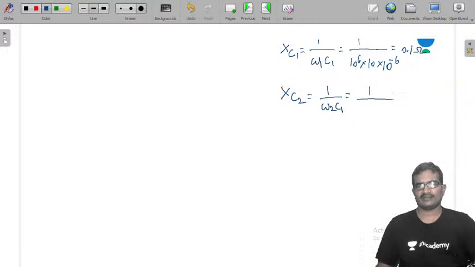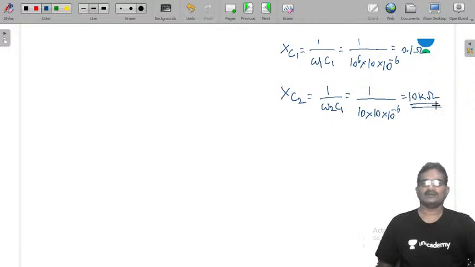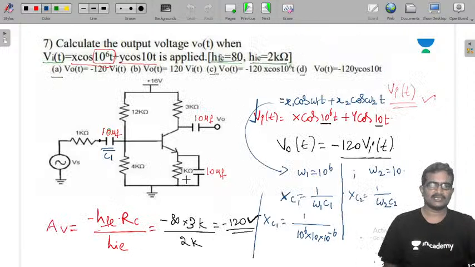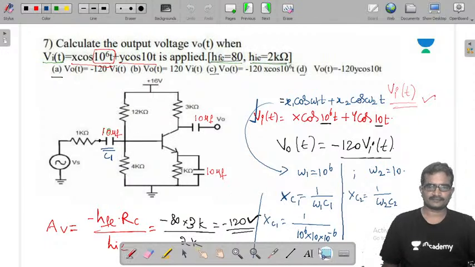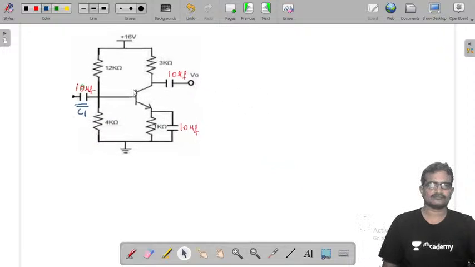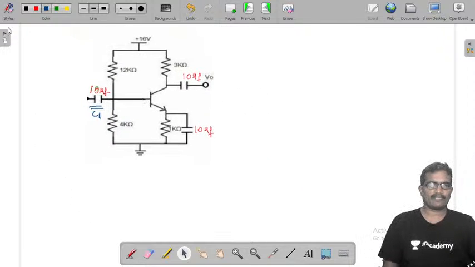Now 1 by omega 2, 10 into C is 10 into 10 power minus 6. It is 10 kilo ohms. It means at the input side of your circuit, if you observe this circuit, this is our circuit.